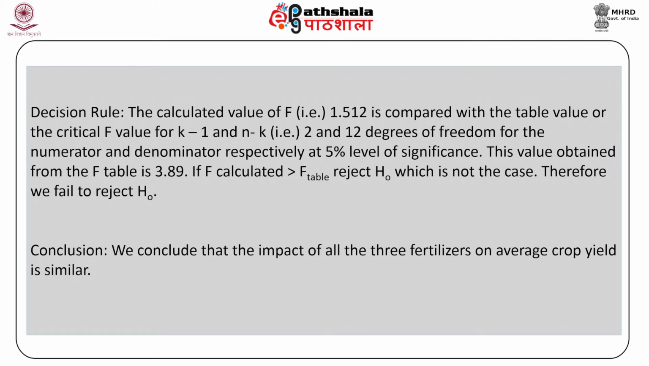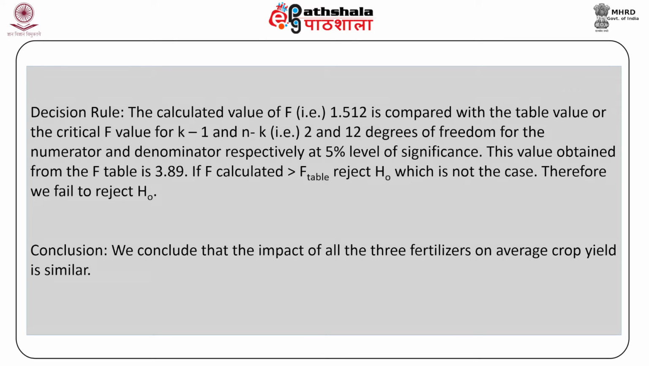Let's look at the decision rule. The calculated value of F, which is 1.512, is compared with the table value, or the critical F value, for k minus 1 and n minus k degrees of freedom, which are 2 and 12 in our example. The level of significance we are choosing is 5%. This value, obtained from the F table, is equal to 3.89. If F calculated is greater than F tabulated, then we reject the null hypothesis.